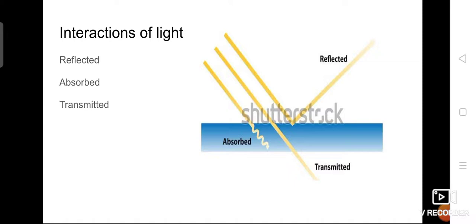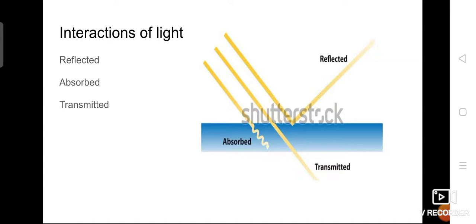So what happens when the light falls on an object? Three interactions of light may happen: either reflected or absorbed or transmitted. Depending on whether the light is transmitted, absorbed or reflected, materials are classified as transparent, translucent or opaque. In the last class I told transparent, translucent, opaque. We know the meaning, isn't it? Based on the light interaction only, we can classify the object as transparent or translucent or opaque. Have you understood? Okay.